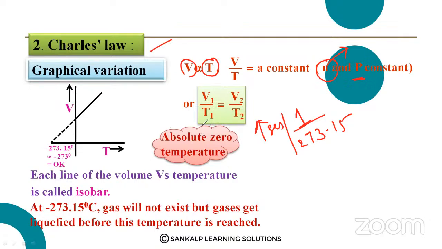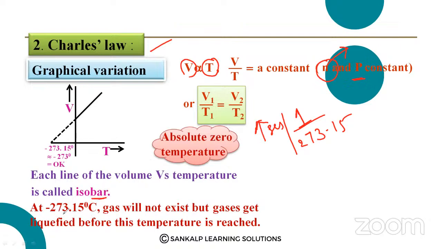What did Charles say? For each degree rise in temperature, the volume of gas increases by 1 by 273.15 of the original volume of gas at 0 degree. Now you can see this graph. The graph was plotted of volume against temperature. Each line of volume versus temperature is said to be an isobar.